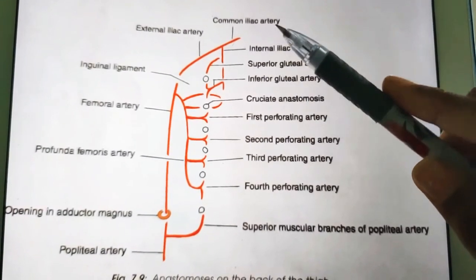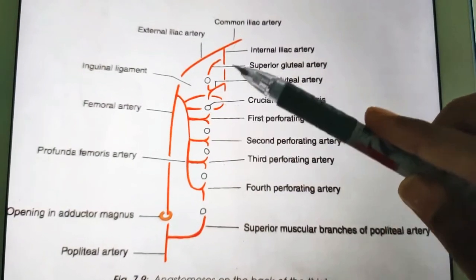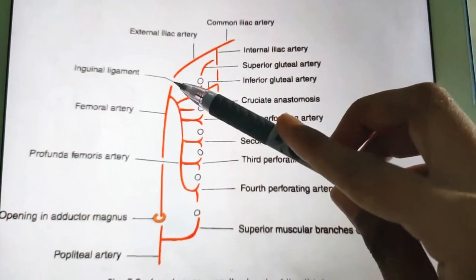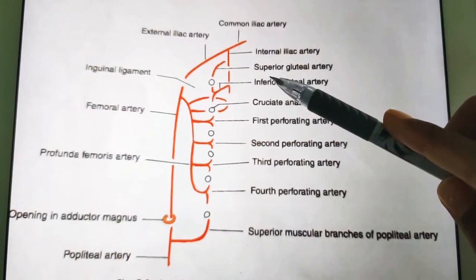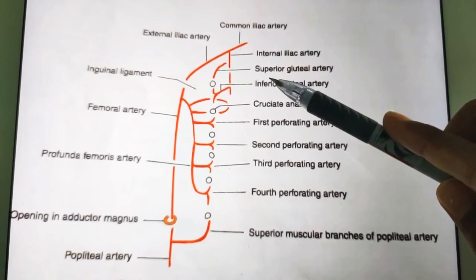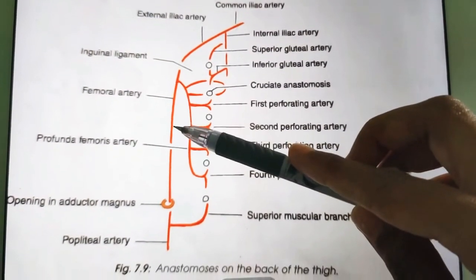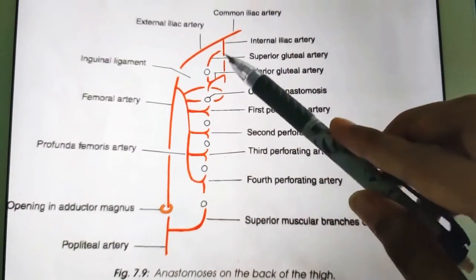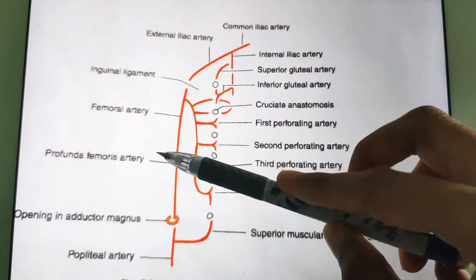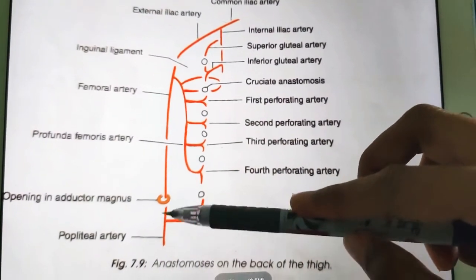So the longitudinal anastomosis chains are mainly formed by branches of internal iliac. So you can see this one is internal iliac, one is external iliac. So they are formed by internal iliac, okay, and the femoral and popliteal arteries. Of course the femoral artery, you can see here the popliteal artery. You know that the external iliac artery, only below the inguinal ligament, is called femoral artery. The femoral artery passing through adductor magnus is called popliteal artery.